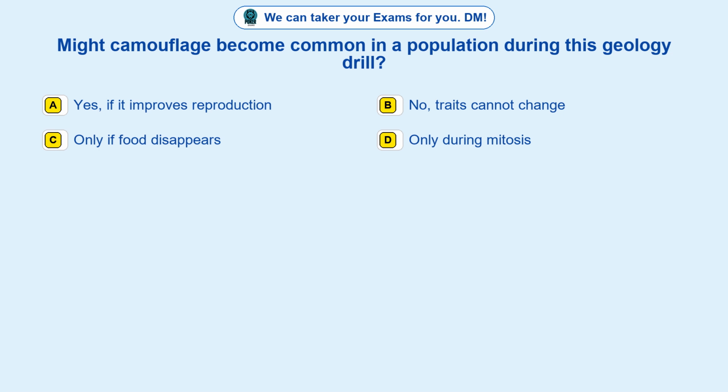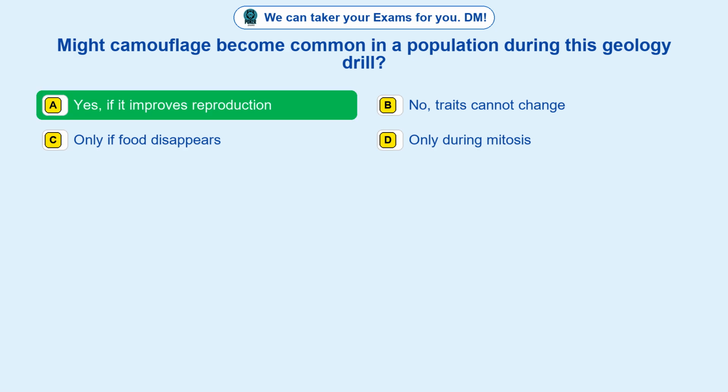Question 12. Might camouflage become common in a population during this geology drill? Option A. Yes, if it improves reproduction. Option B. No, traits cannot change. Option C. Only if food disappears. Option D. Only during mitosis.